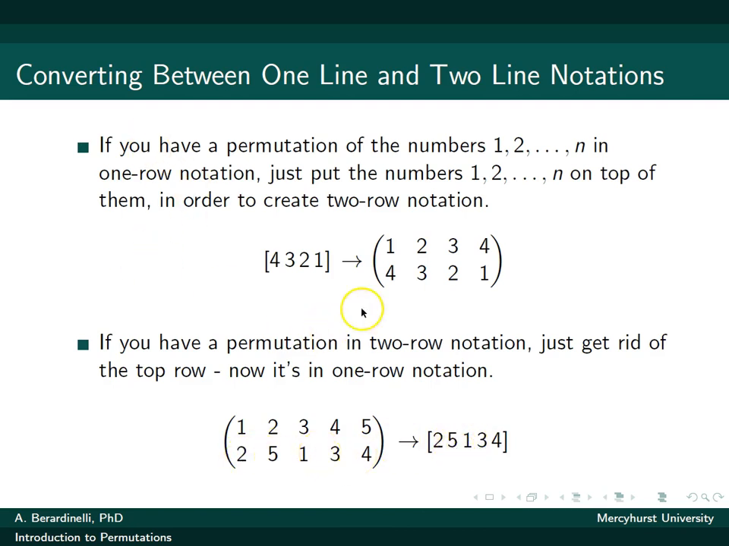So that's how we get back and forth between one row or one-line notation, which is just the ordering of the numbers, and two-row notation, which emphasizes the position. In the first position, we have the number 4. In the second position, we have the number 3. In the third position, we have the number 2. In the fourth position, we have the number 1.